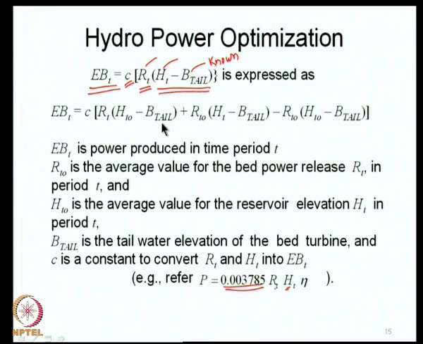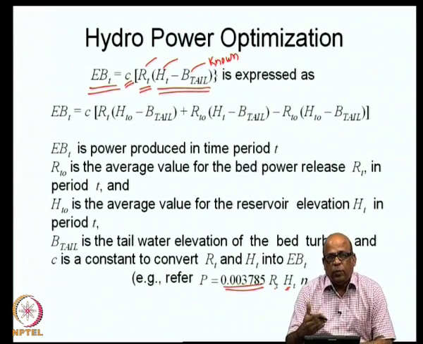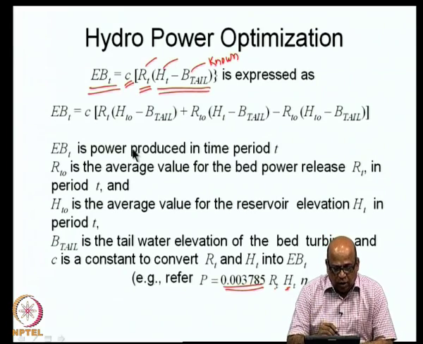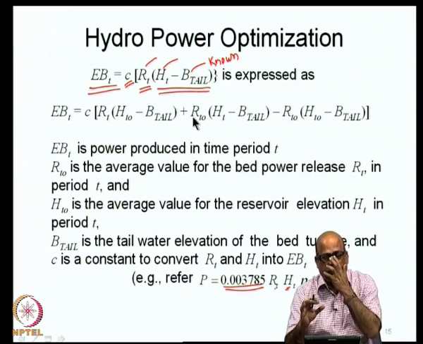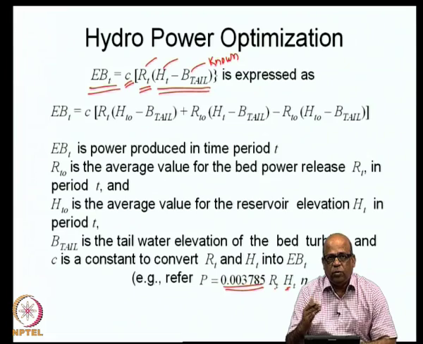Now, HT naught and RT naught are assumed constant here, because we are trying to convert a non-linear expression into a linear expression. And HT naught and RT naught we assume as the average net head, average head, as well as the average release during the time period t.